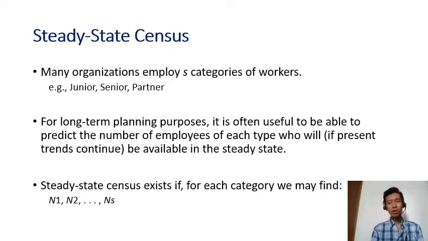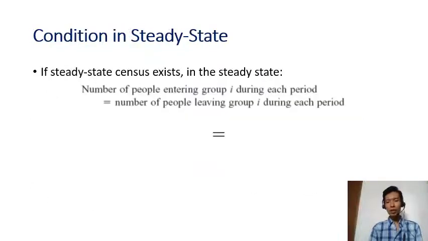That's what is called the steady state census. It exists if for each category we may find a number that is stable. So N1 is the number of employees of category 1, N2 is the number of employees of category 2, up to the number of employees for category S, which is denoted as NS. If a steady state census exists, it means that the number of group members stays the same all the time. And to have that kind of condition, we need to fulfill this condition: the number of people entering group I must equal the number of people leaving group I during each period.